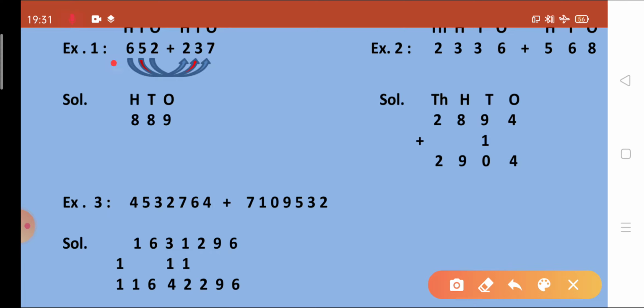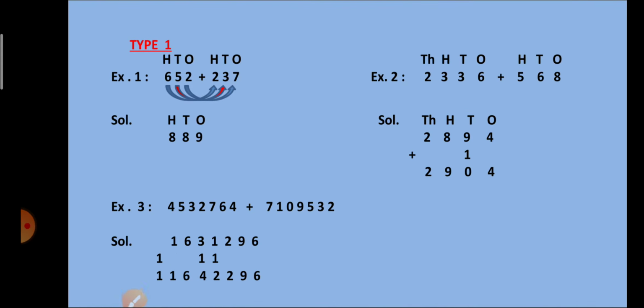So you can see 6 plus 2 is 8, so I've written 8. 5 plus 3 is again 8. And 2 plus 7 is 9. What do you think? It's not possible? Oh, that's okay. Your mind says this might be possible for a small number, but what if a big number comes, then what will happen? So to answer your question, I am going to explain example 2.